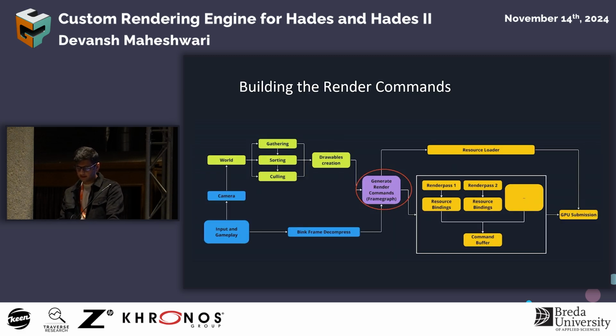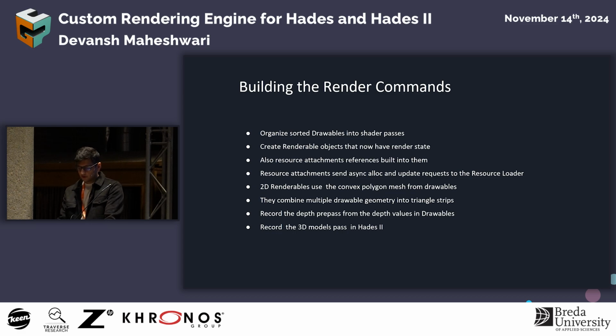So this is kind of like our intermediate layer between our engine and our graphics API. So what we do is we organize our drawables into shader passes. We read all the drawable data, figure out what shaders they need, what render state they need, and then we create renderable objects out of that. We are able to actually consolidate a lot of the drawables together to form renderables.